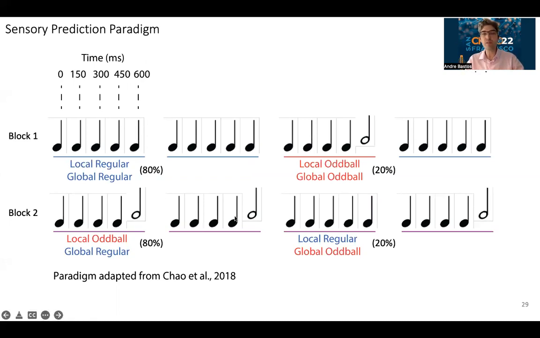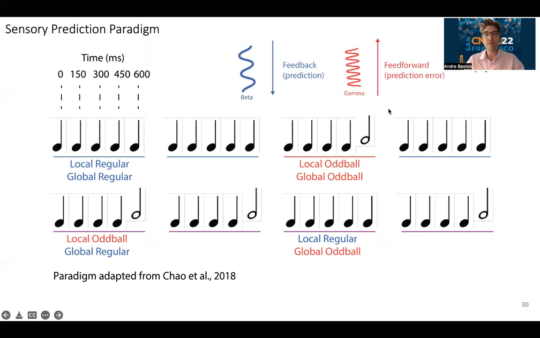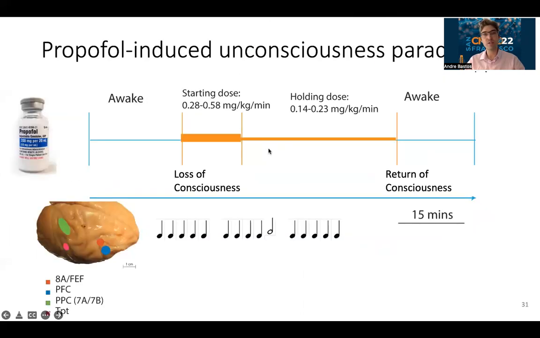This paradigm was adapted from Stan Dehaene's lab and was published in many studies showing that you can evoke robust neural responses to these, especially to these local oddballs. To then, again, tie that to the predictive routing model, we would expect that local oddballs would evoke feed-forward gamma prediction errors, whereas predictable stimuli would evoke feedback predictions.